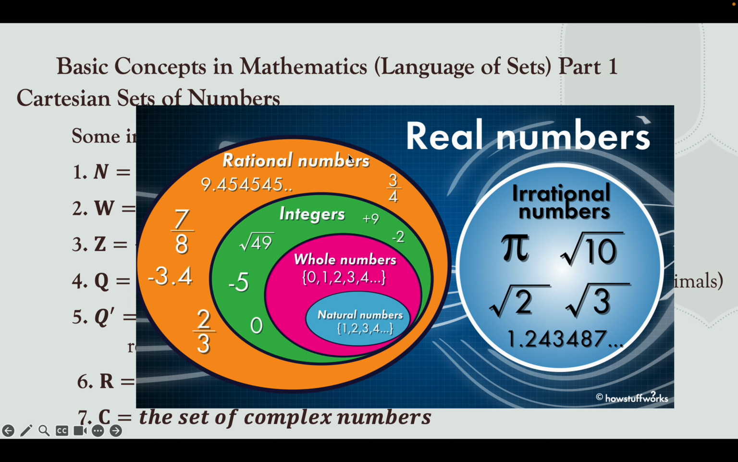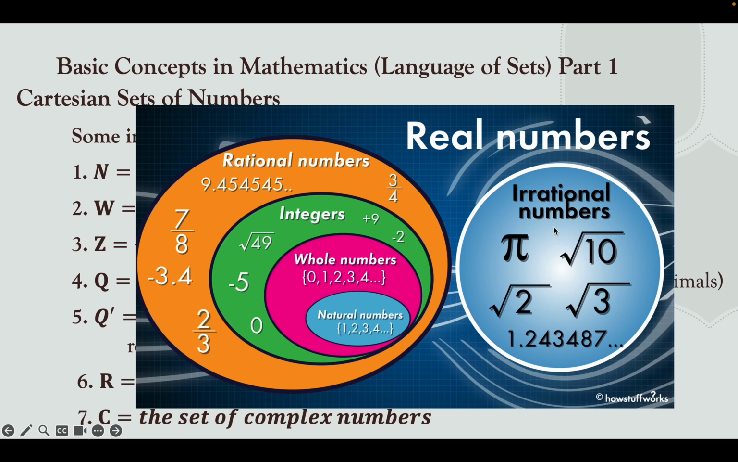So rational numbers, again, what are rational numbers? Those numbers are repeating and terminating decimals. So under that, we have here natural numbers, whole numbers, and integers. We have here an example, 9. For rational numbers, 9.454545. And then for 2/3, we have 0.66666, right? So that means repeating decimals.